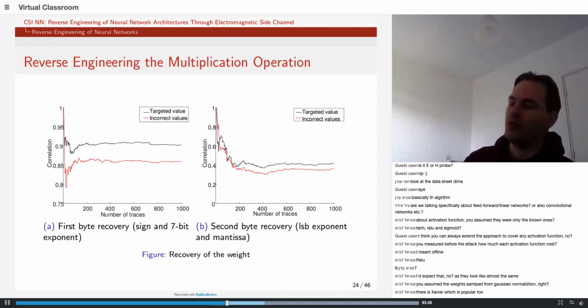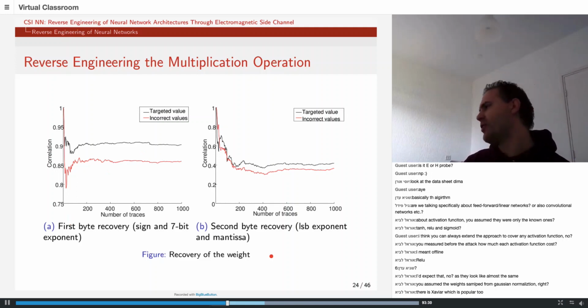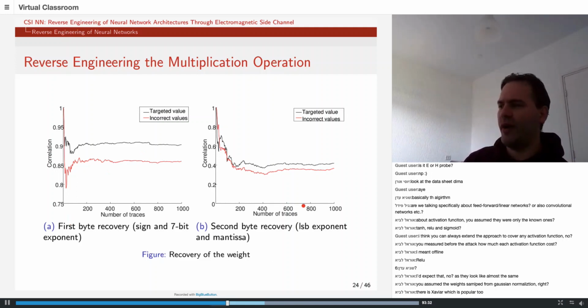wrong values. This is on the left side for the first byte, on the right-hand side for the second byte. And of course, you will do the same for the third byte and so on and so on. Not important, but this is the point. We know the input, we check every possible weight, and for the correct weight, we will have a better correlation value.